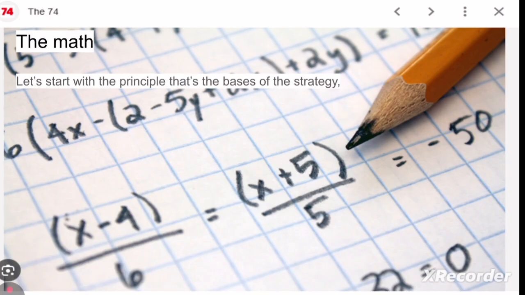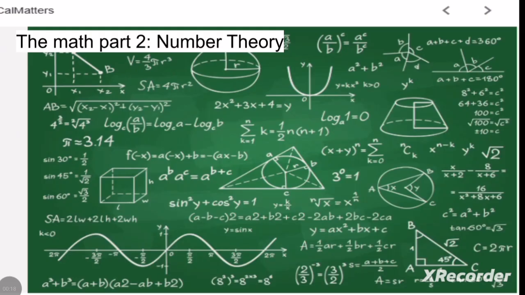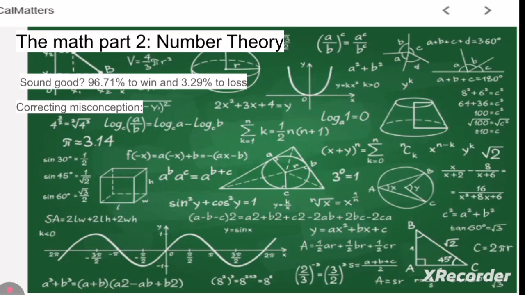The math. Let's start with the principle behind this basic strategy, which is probabilities. So what is the probability that we are going to face 9 consecutive losses? We're going to use this formula here, and we end up with 3.29%, which seems pretty low, right? So let's talk about number theory. The best way I could describe number theory, if you've never heard of it before, is basically how numbers work. That 3.29% probability of a loss seems really low compared to the 96.71% probability of a win.